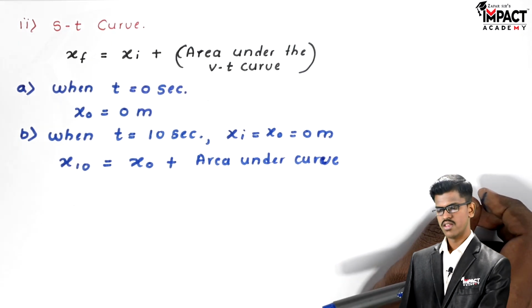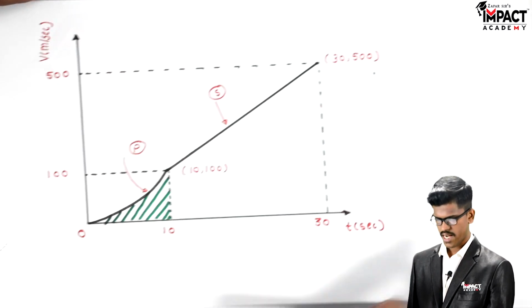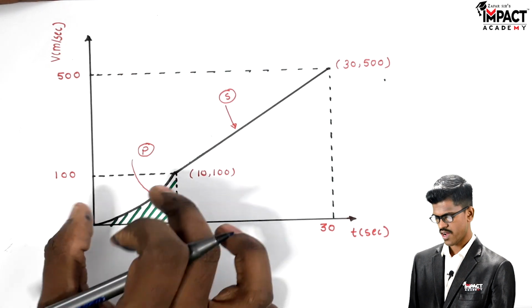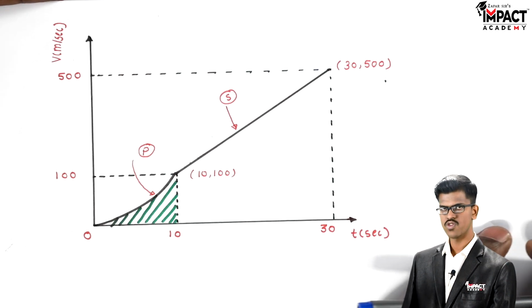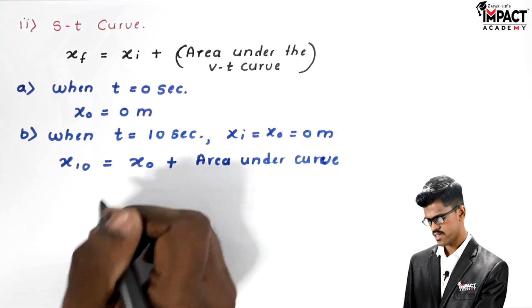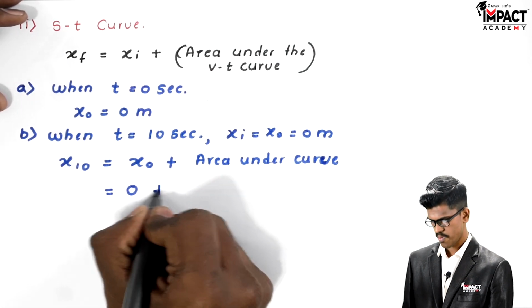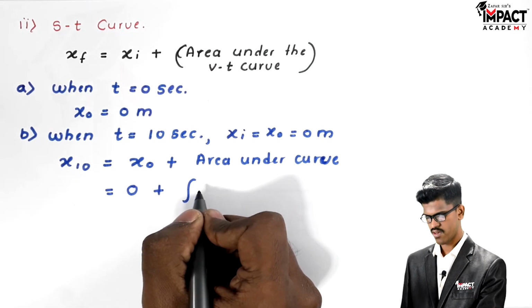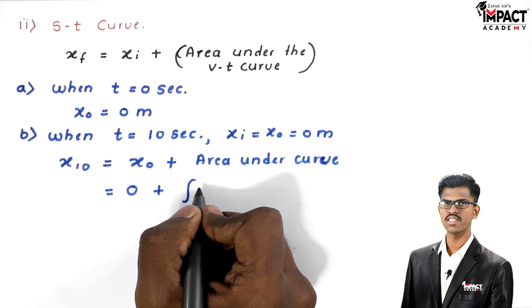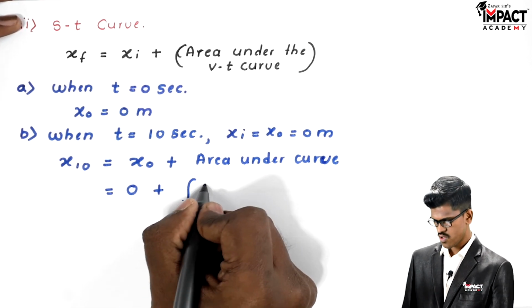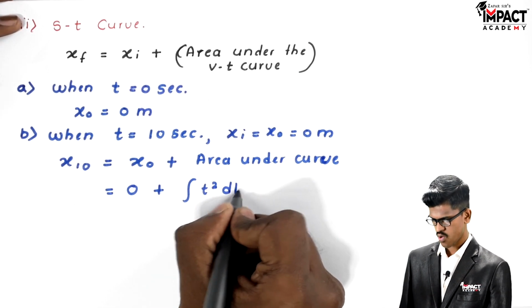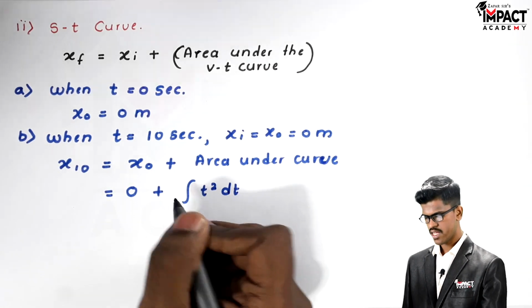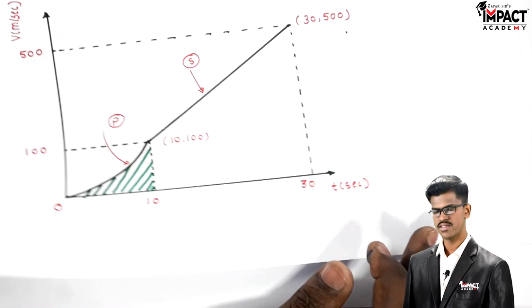So here this is not a regular shape like a triangle or rectangle, so we have to find the area under this curve. So we use the application of integration, that is x0 is equal to 0 plus the integration of the equation of this curve, y is equal to t square, so we use t square with respect to dt, and t varies from 0 to 10 seconds.